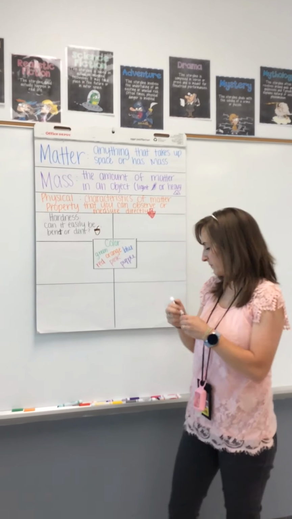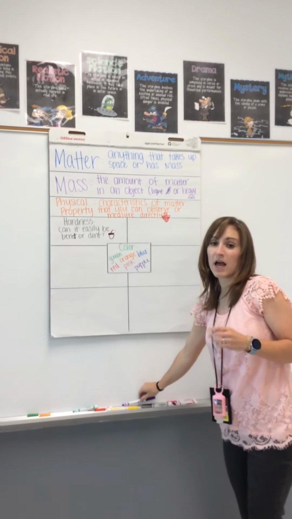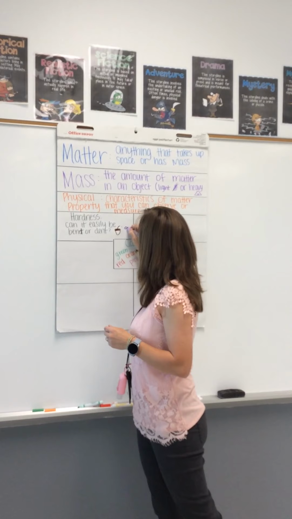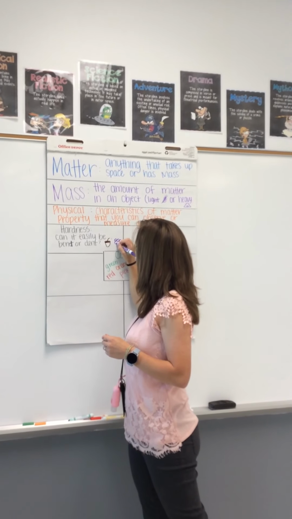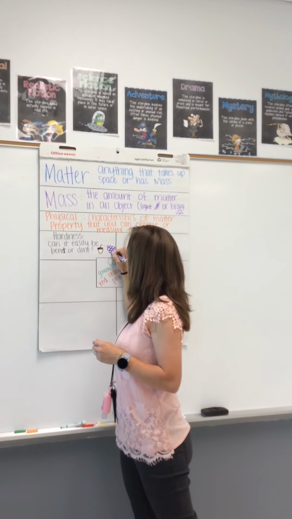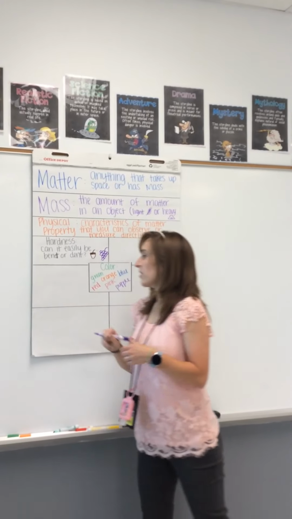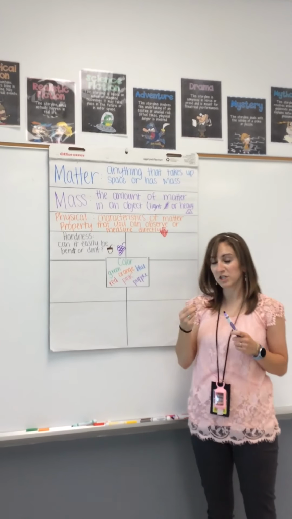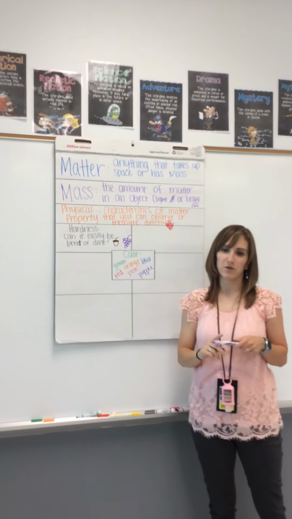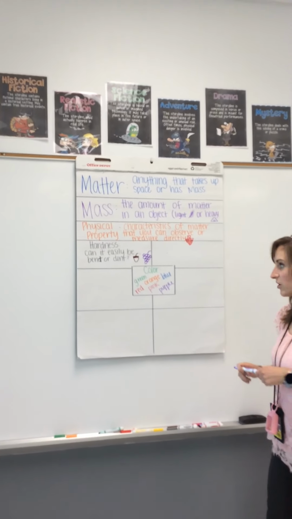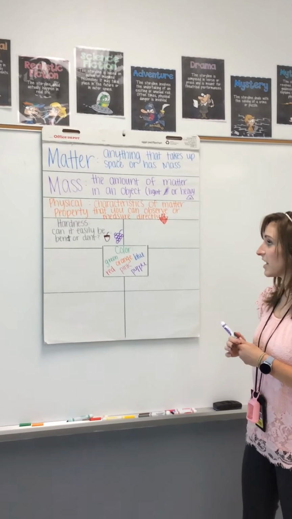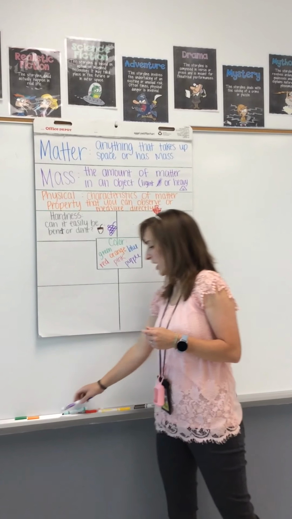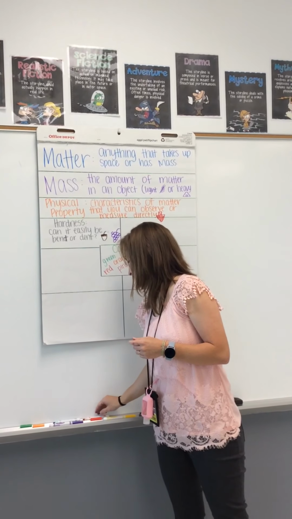There's an acorn. But something like grapes is not very hard. It's more soft or squishy, and you could just squish one with your fingers. So it would not have a lot of hardness. That's another way that we can describe or classify matter.